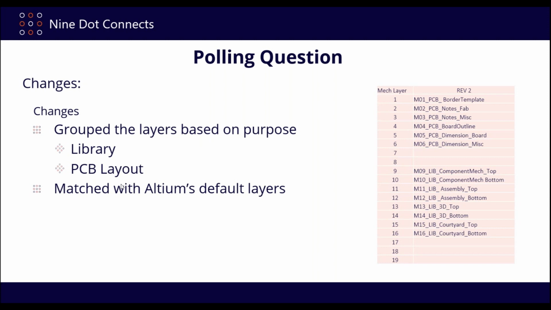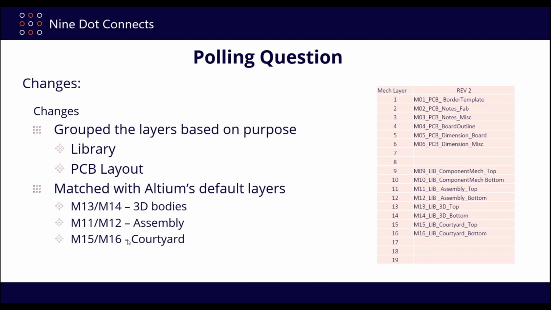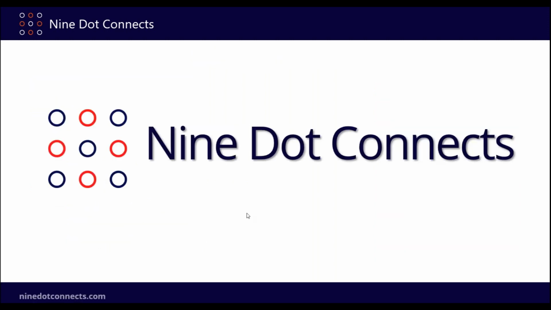So we grouped it based on the purpose, and then we also matched Altium's default layers. So 13, 14 are Altium's 3D bodies, 11, 12 is Altium's assembly, and 15, 16 are the courtyards. So that is how we set up this thing over here.